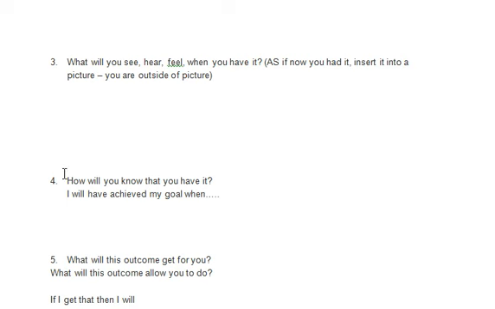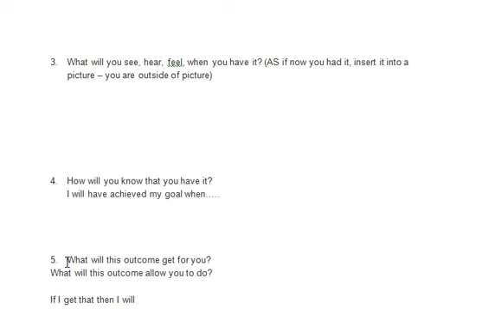Number 4 is how will you know that you have it? It's important to examine specifically how you know that you have your goals. So: I will have achieved my goals when, and just continue the sentence, specifically what happens.